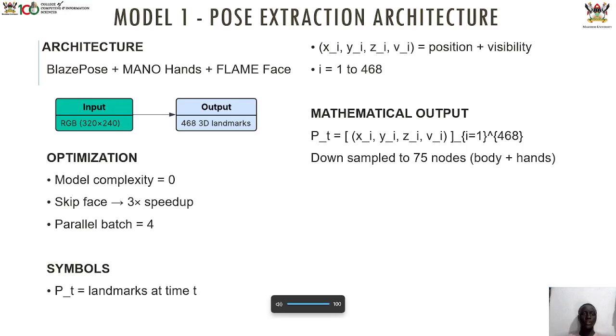So now on model 1, that's the pose extraction architecture, we use BlazePose, the MediaPipe hands and the FLAME face models. These detect 468 landmarks for the body, hands and face. That's where our focus is. For the optimization, we skip face detection, which gives at least a 3 times speed increase. Batch processing of 4 videos at once. Final data is downsampled to 75 nodes for the graph network.